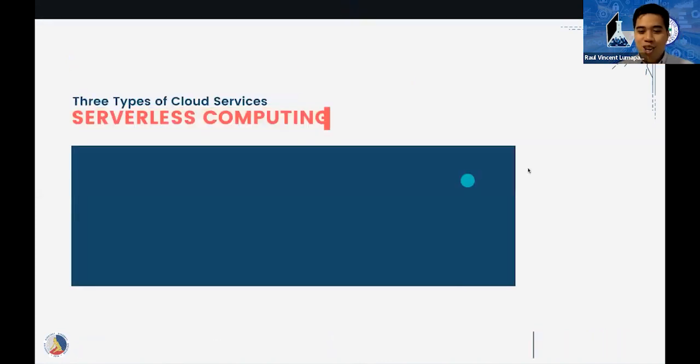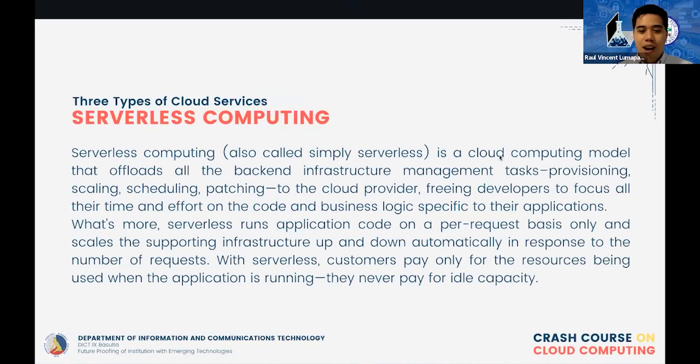Okay. So yun. So we also discussed what we call serverless computing, because we already discussed kanina the three services, SaaS, PaaS, and IaaS. But we will also discuss serverless computing, or simply called serverless. But we'll just define it.